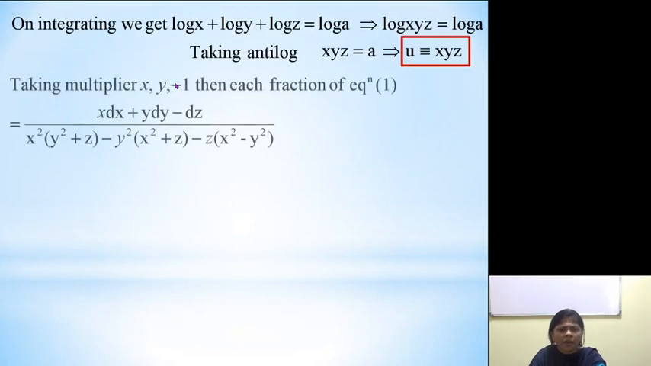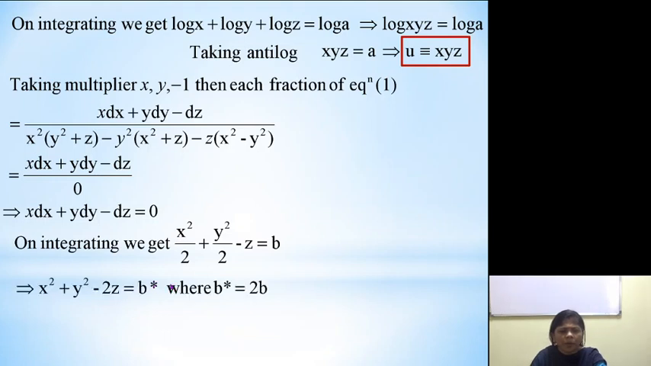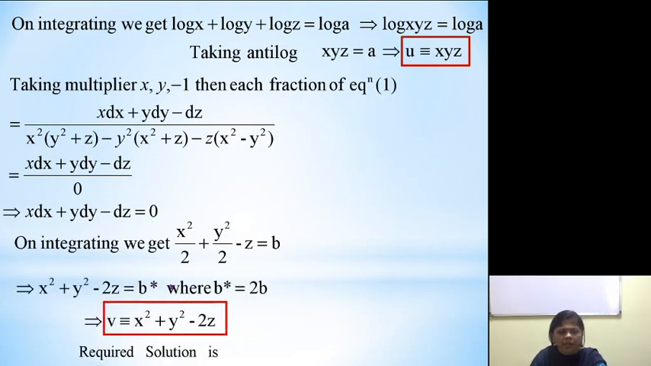So we take xy minus 1, check it out. So we get 0, integrating and obtaining the solution. So like this we get a desired solution.